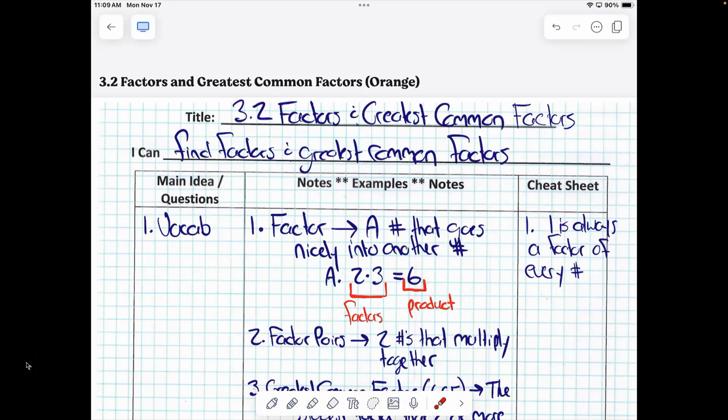Today we finished finding factors and greatest common factors. Yes? All right, here we go. Factors. A factor is a number that goes nicely into another number. So if I gave you the number 6, what goes nicely into 6? 2 and 3, right? What's 2 times 3? 6. 3 goes into 6 2 times. 2 goes into 6 3 times. You also could say 1 and 6 go nicely into 6, right? So factors are numbers that go nicely into another number.